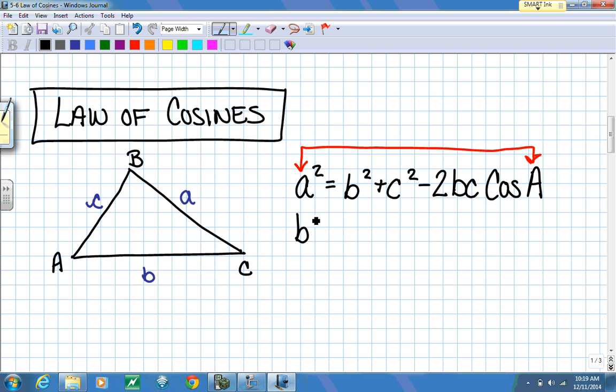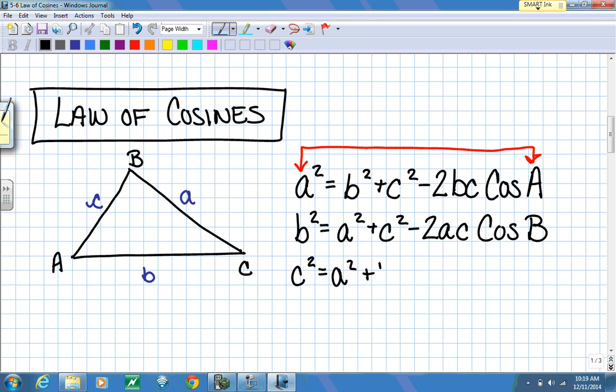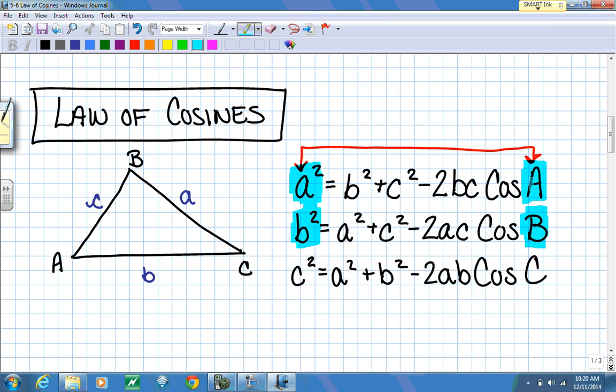Say you wanted to solve for little b or for angle B. We would then write this equation as b squared is equal to little a squared plus little c squared minus 2 times a times c, and then we'd be multiplying by the cosine of angle B. If you wanted to find little c or angle C, then I would set this up as little c squared is equal to a squared plus b squared minus 2 times a times b times the cosine of angle C. And you'll notice that with all of these, little a and angle A, little b and angle B, and little c and angle C, it's the beginning and the end of the formula that you're using.